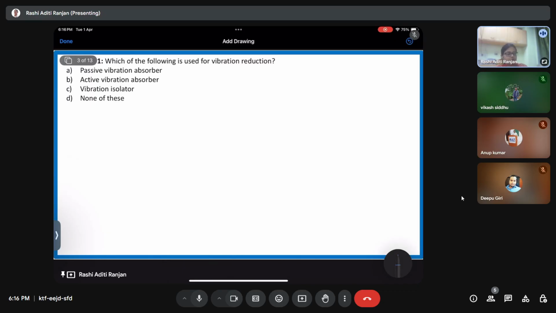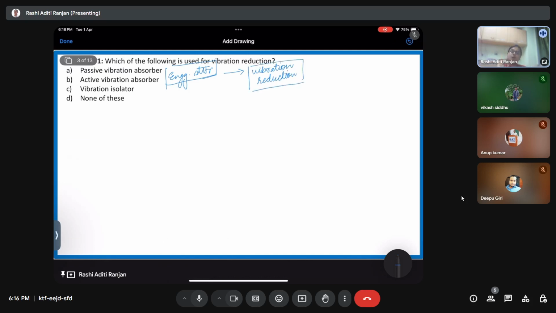now if I talk about the engineering structure, which could be anything, it could be a machine, it could be a building, it is going to have vibration, because of which we would require vibration reduction.